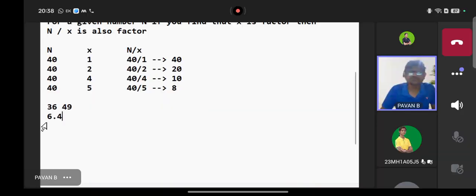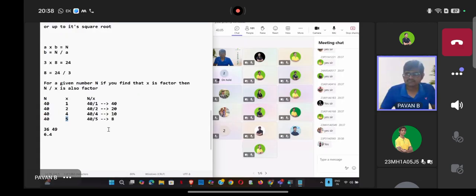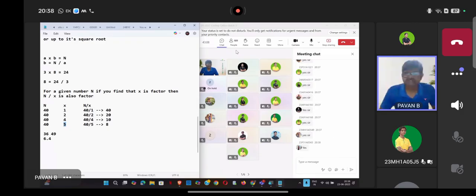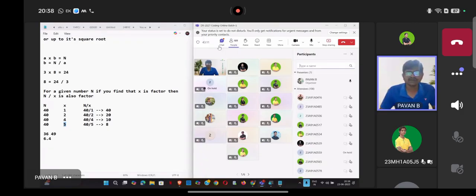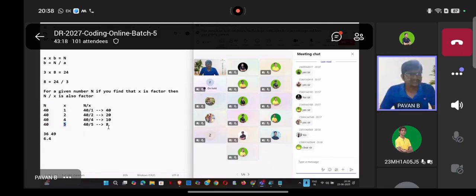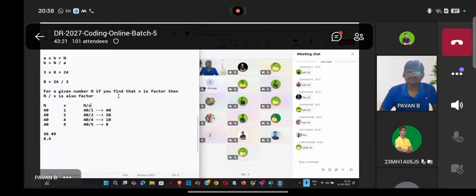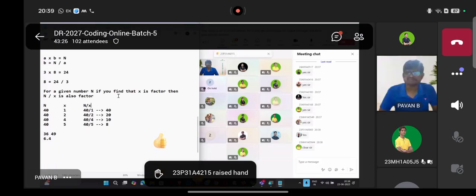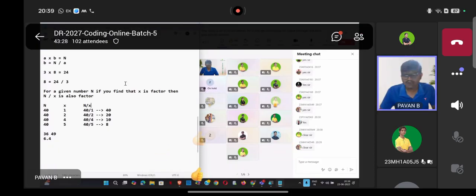See, you didn't even go to 6, right? Going up to 5 is enough. You started from 1, 2, you checked 3. 3 is not a factor of 40, you left it. 4, 5. Is it clear, guys? So this much time we can save in terms of running. Clear? How many of you understood the logic here? Okay, so I will go ahead and I will implement this logic.